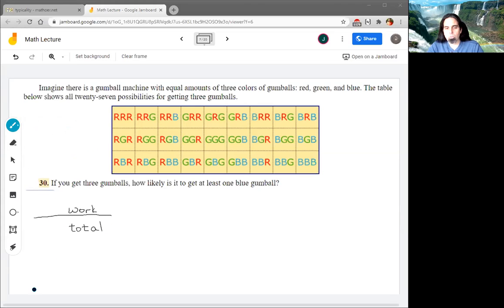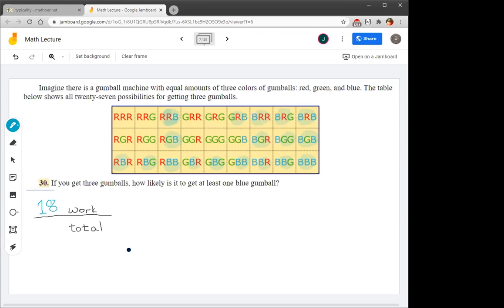So let's count how many work. How many have at least 1 blue? So 1, 2, 3, 4, 5, 6, 7, 8, 9, 10, 11, 12, 13, 14, 15, 16, 17, 18. So I have 18 of these work with at least 1 blue. Did I miscount any? It looks like there's one more in the middle. Oh, there's one more row. Yeah.